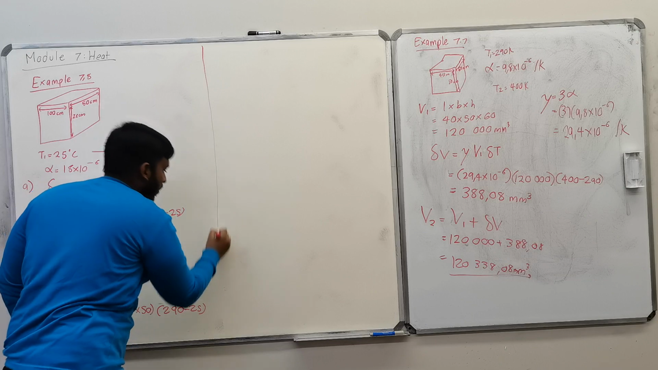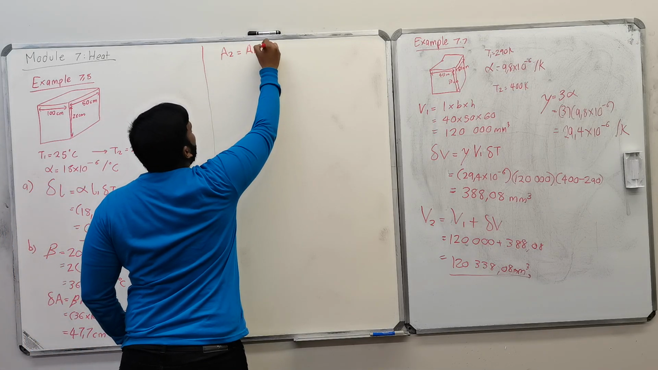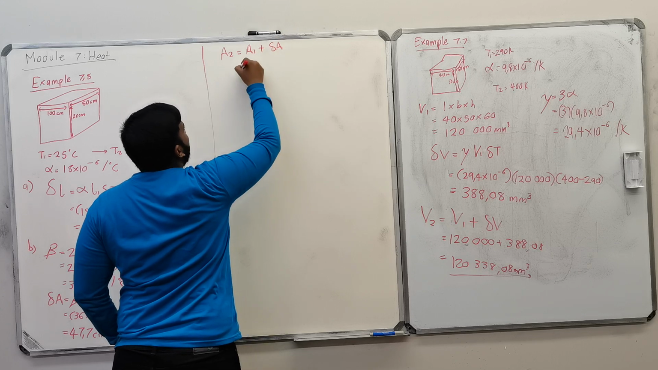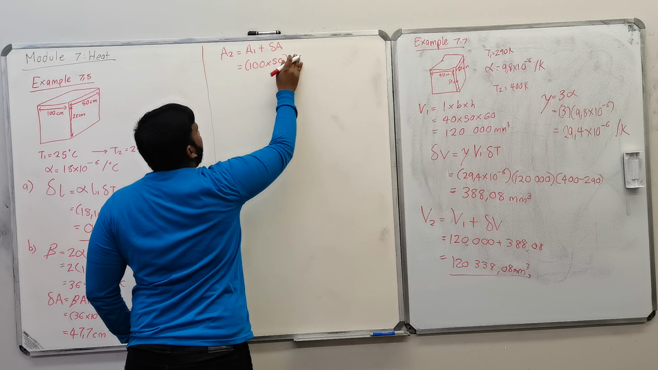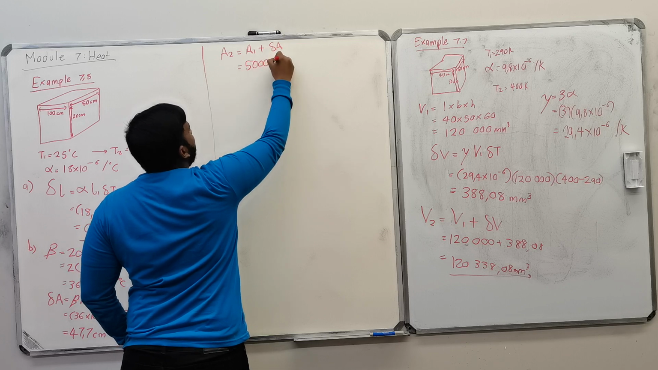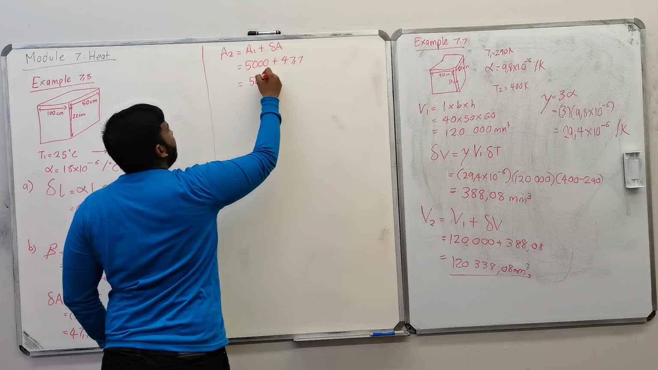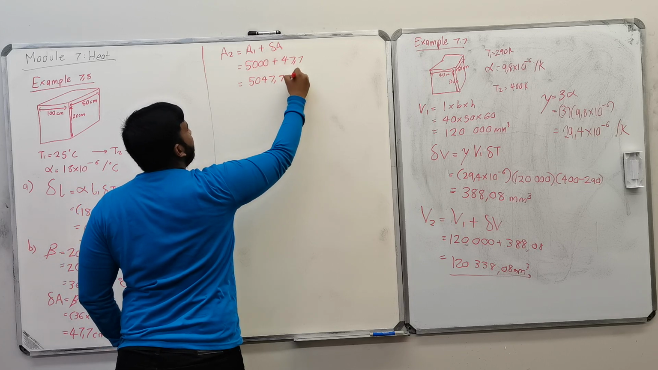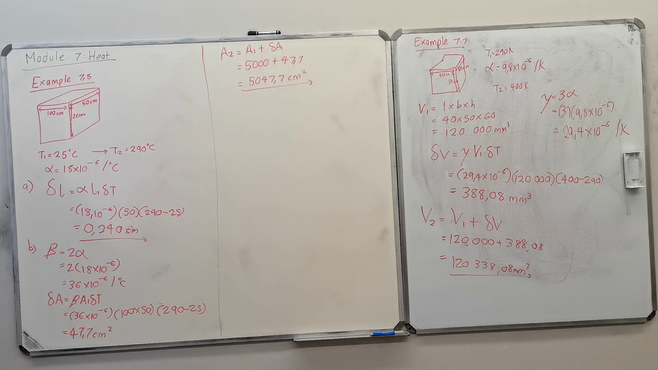So your area 2 is equal to area 1 plus the change in area. Area 1 is 100 times 50, which is 5,000, plus 47.7, which is 5,047.7 centimeters squared. Is anybody confused about what I did there? Anyone?